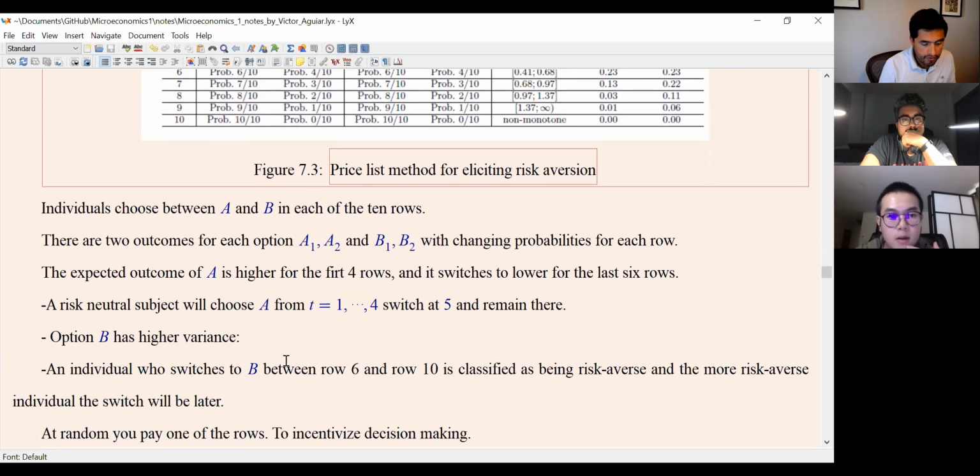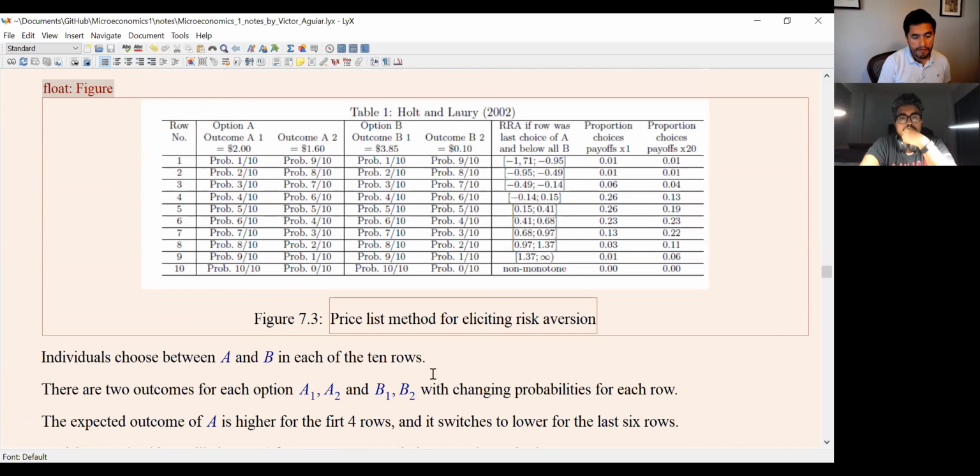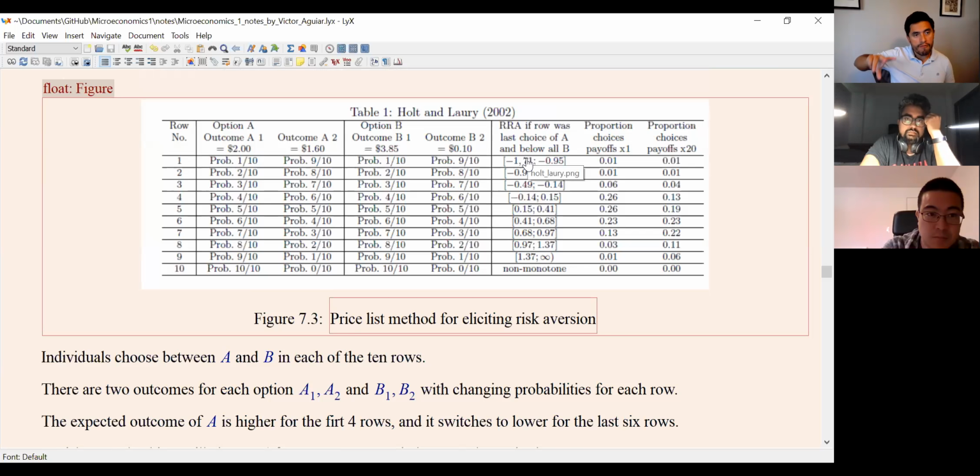Sorry, it's the other way. Given that B is higher risk, at rows 6 to 10 you are risk averse, right? And the more risk averse, the later you switch. Basically the parameters mean the same: the outcome B is always higher variance. So you only flip to it if you actually like risk, or the expectation is really high, right?